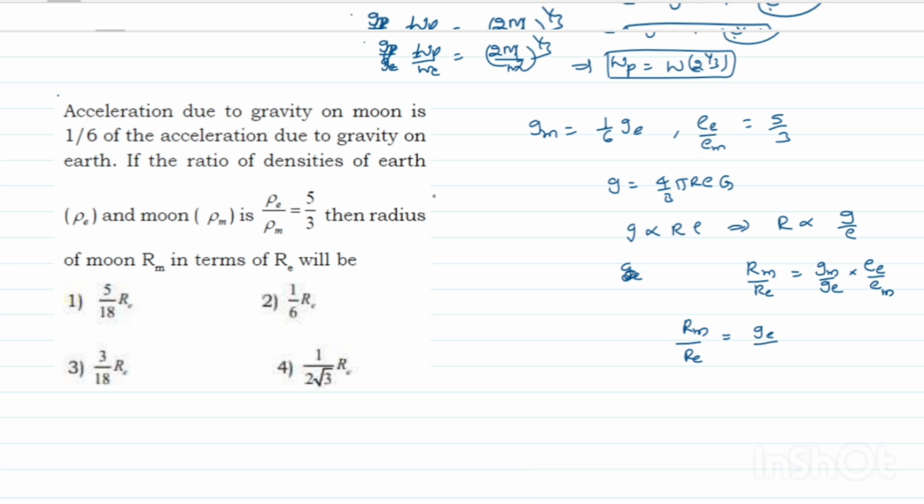So the radius of the moon by the radius of the Earth equals g on moon, which is GE by 6, into GE cancelled, density of the Earth by density of the moon, which is 5/3. Here we get the radius of the moon by the radius of the Earth equals 5 by 18. So RM is 5/18 times the radius of the Earth. The first one is the correct answer.